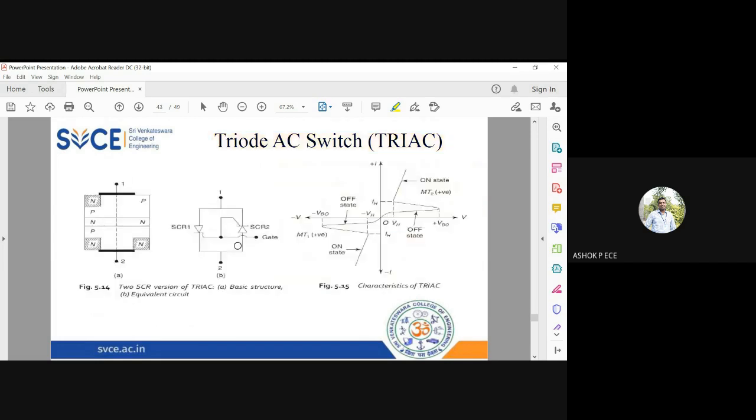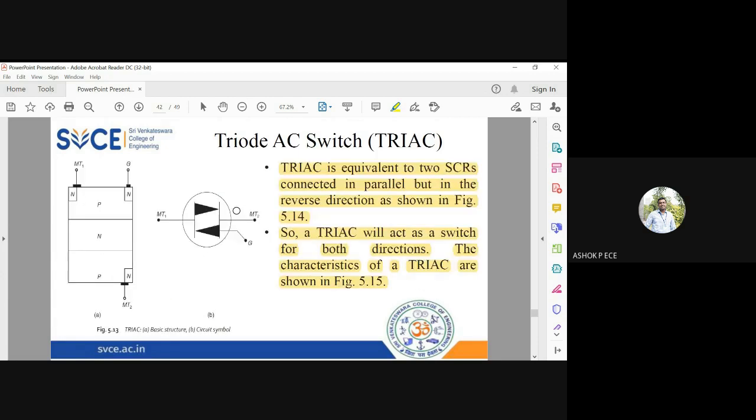Same like SCR, we use this in full wave bridge rectifier, right? So for one particular half cycle, I'm going to have one SCR conduct. For one particular negative half cycle, the other SCR is going to conduct. In that way, during the entire cycle, my SCRs are going to conduct. Correct? So in that way, I can say that whatever be the setup, current is going to flow in both directions. The SCR will act as a switch for both directions, and the characteristics are going to be same in both the directions.